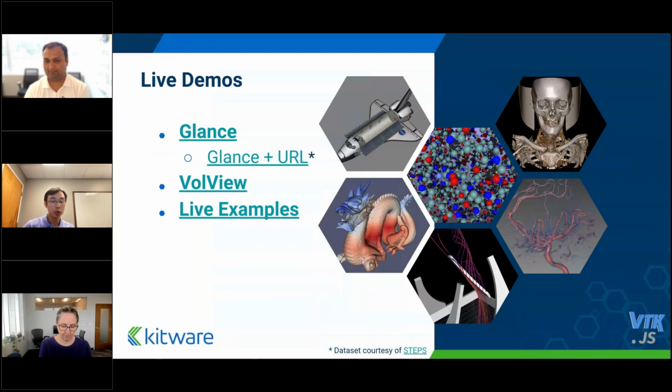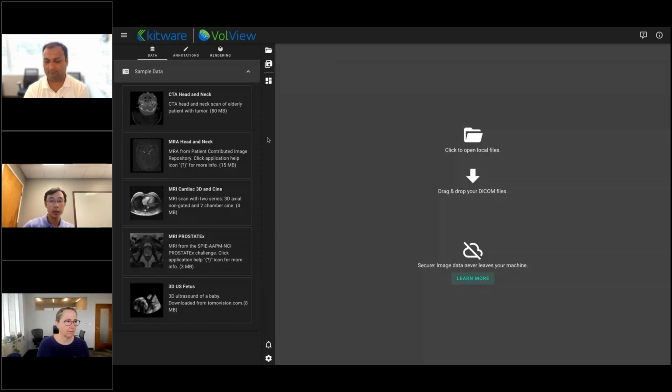Next up, I would like to show off a more medically oriented application. This is VolView, and again, like Glance, it is open source. It is freely available. This example is also readily accessible over the internet. It is also all client-side, so any data that you choose to load will never leave your machine. All the rendering, all the processing, all the reading happens on your machine and in the browser. And like Glance, it can also load data sets through the URL, but I'm not going to demonstrate that today.